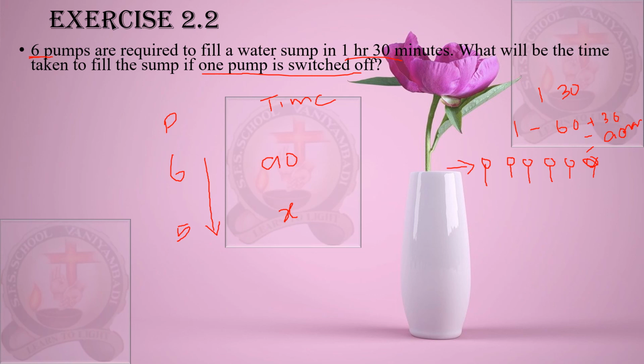So now the pumps are reduced. Now if the pumps are reduced, the time will increase. Okay, so now what kind of proportion is this, children? Of course it is an indirect proportion. Now we can write it in the proportion, as per the definition. So we can write this ratio because it is the same kind. Pumps. Okay, see, 6 is to 5 is as 90 is to x.